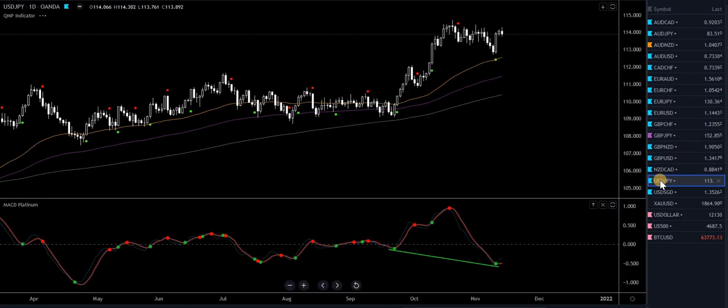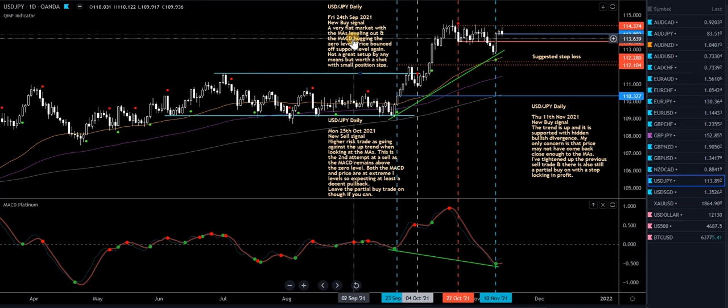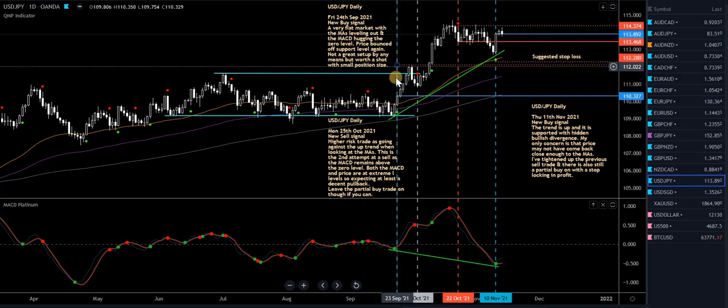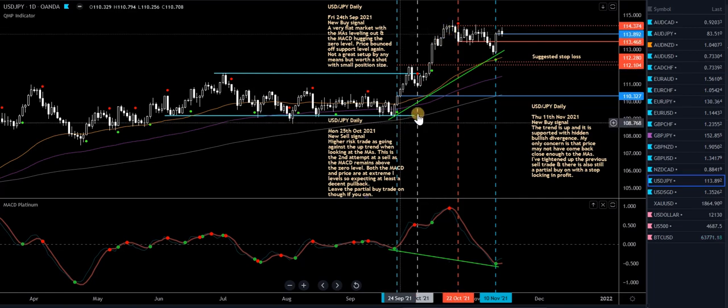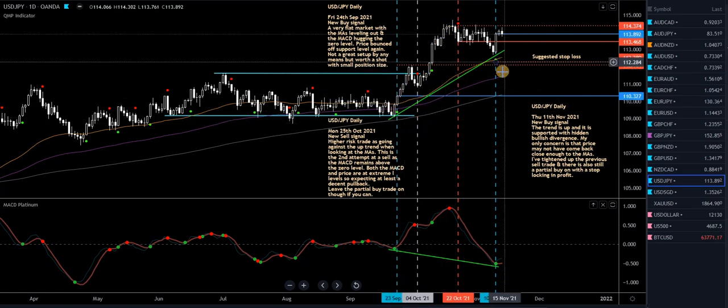USD Japanese yen. All right, we've got a bit happening here. We've got a buy here. When's that? 24th September, that's my buy. We're still in this. There's the stop for that. It's gone up nicely, and the trend's up. I'm giving it a bit of room. I'll keep my stop underneath the 50 MA.